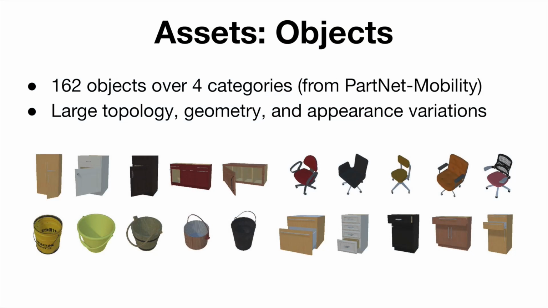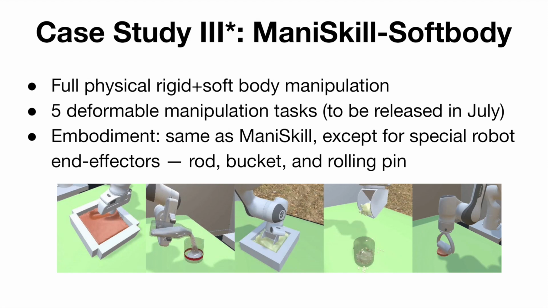ManiSkill uses 162 objects over 4 categories from the PartNet-Mobility dataset. Large diversity of articulated objects is one of its features. Moreover, we would like to discuss some soft body tasks beyond the rigid body simulation. ManiSkill is going to introduce soft body oriented tasks. The embodiment is the same, except for specially designed end effectors. We will focus on goal specification in the following slides.